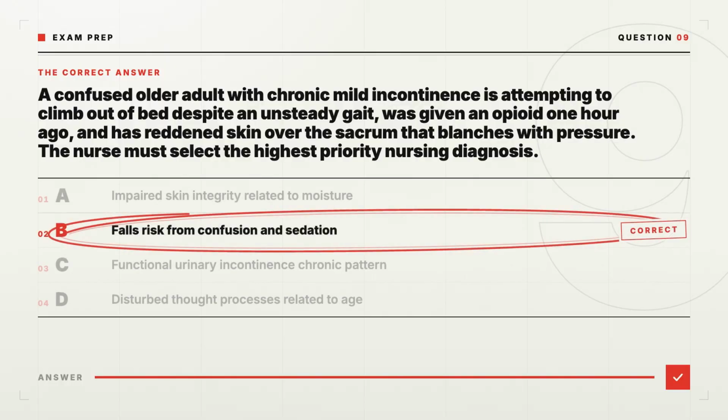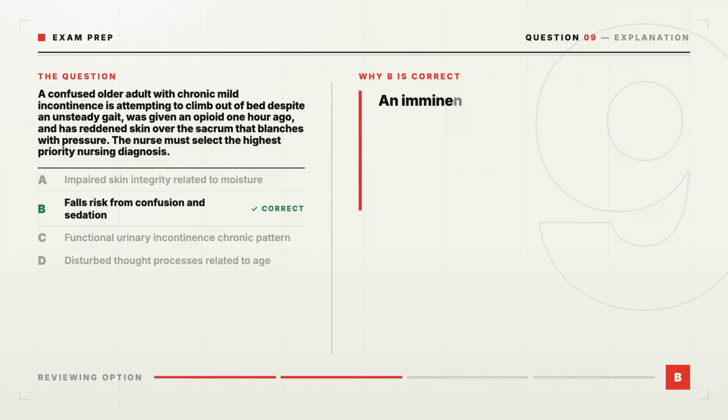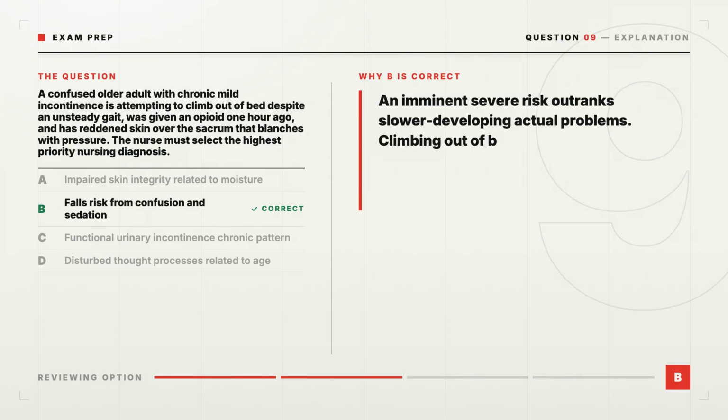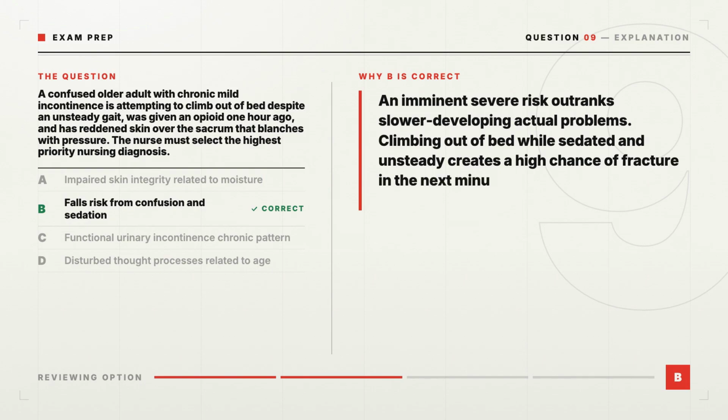The correct answer is B. Falls risk from confusion and sedation. B is correct because an imminent severe risk outranks slower developing actual problems. Climbing out of bed while sedated and unsteady creates a high chance of fracture in the next minutes, so prevention takes priority over comfort issues.